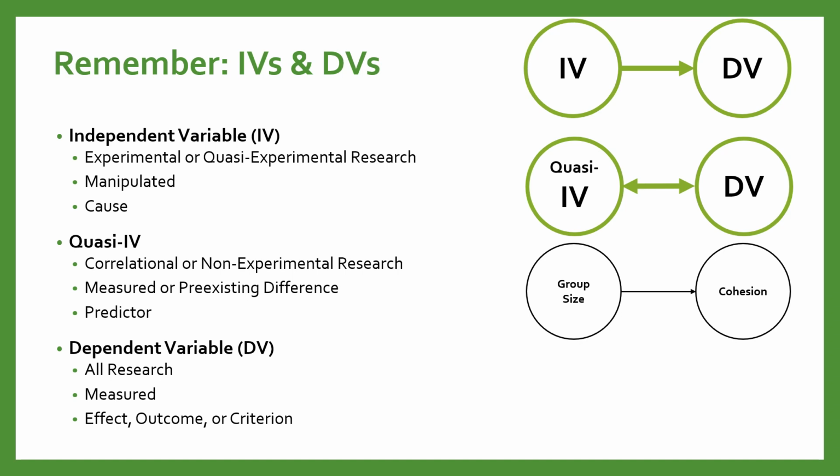We have the small and the large group. And those are on an ordinal scale because they're not truly numeric, but small is smaller and large is larger. So there is some order there. Then our dependent variable, or the effect, is the level of cohesion.